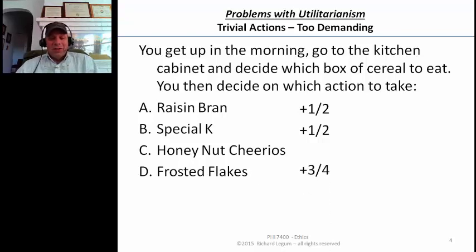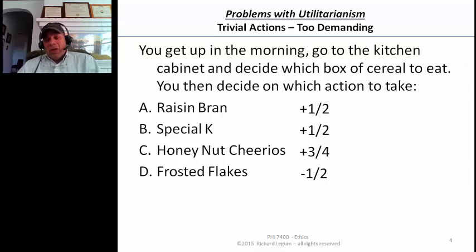Now Honey Nut Cheerios, it's got the honey. You think it's nutritionally better for you than the sugar, so that gets you a little bit of a higher rating, plus 3/4. And Frosted Flakes, because it's going to rot your teeth with the sugar, and that's what you believe about it, it'll cause more discomfort. Let's say these things line up.